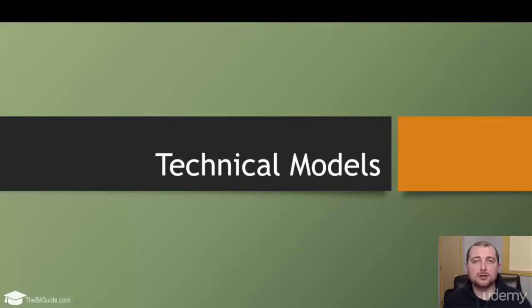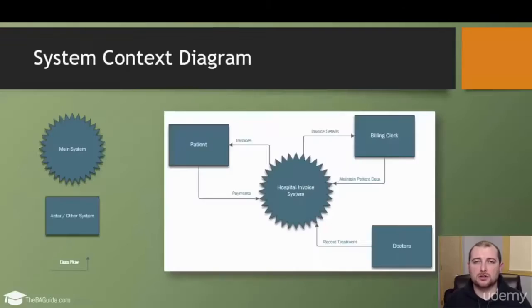But it's a great thing to understand what they are. One, in case you want to go into the IT side of business analysis. But two, just to understand what that model is showing, so if somebody shows it to you, you have an understanding of what it is and basically the pros and cons to what it's showing. The first one we're going to talk about is the system context diagram.